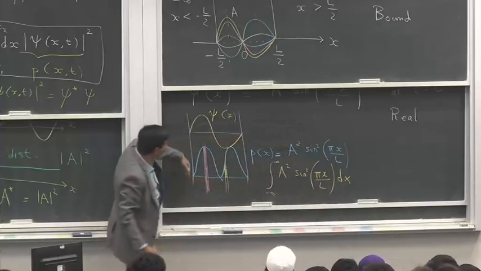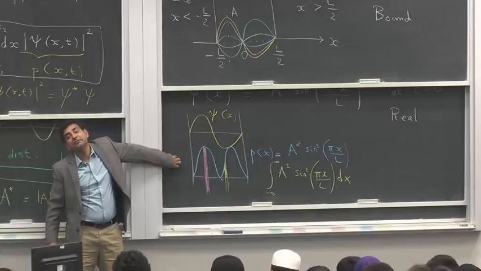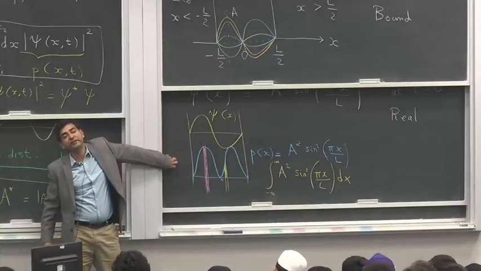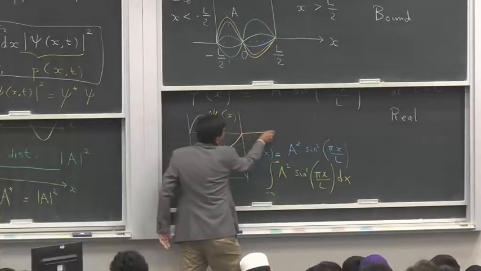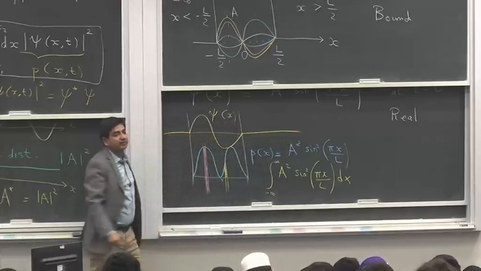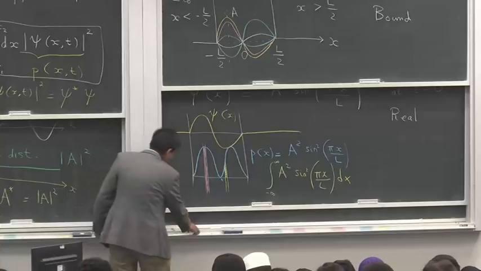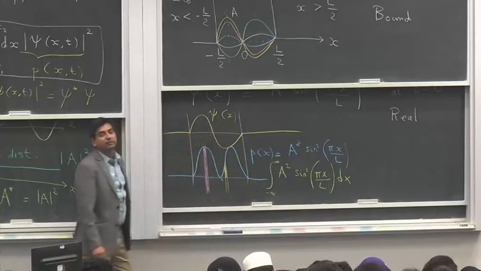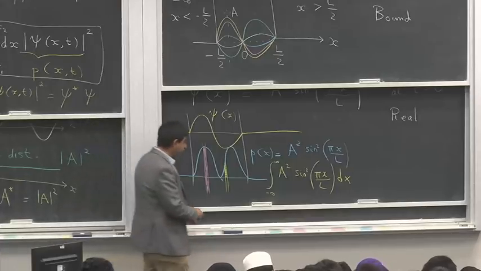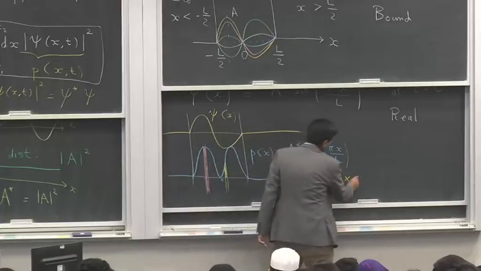now there is 0 probability of finding the electron outside the well. What's the wave function in the forbidden region? 0. The wave function in the forbidden region is 0. So this is a complete drawing of the wave function. In the forbidden regions, the wave function is 0 and the probability density is 0. So I just need to integrate from minus L by 2 to plus L by 2.